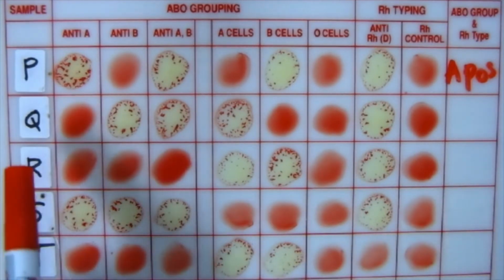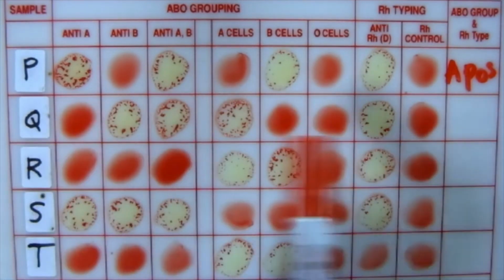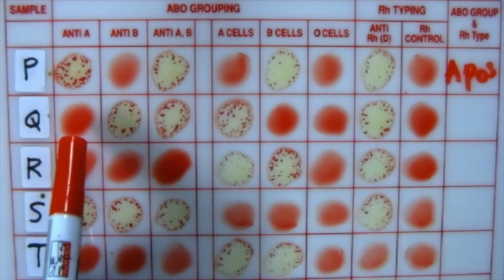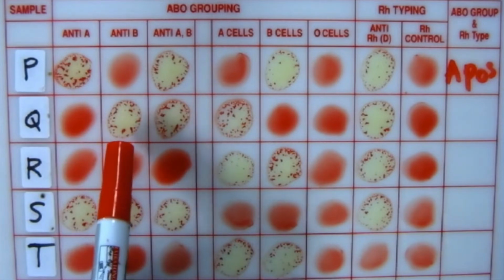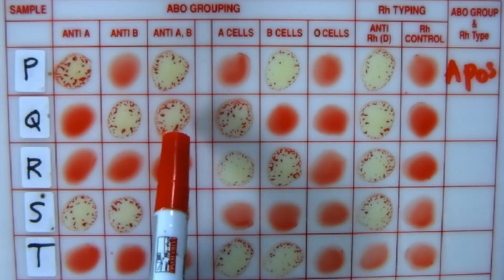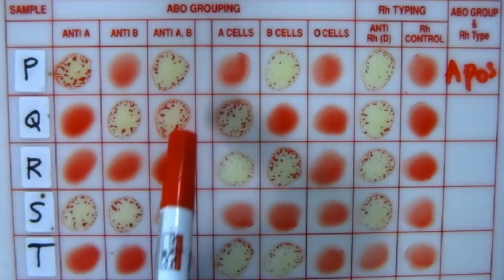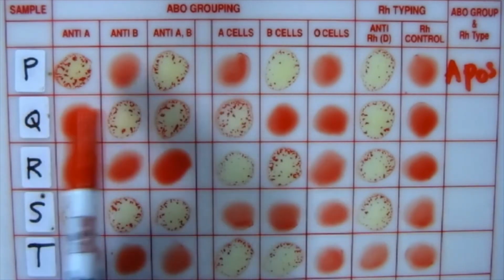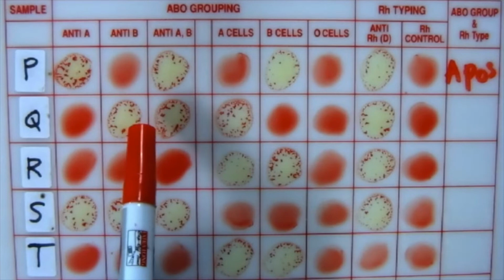Then we go to patient Q. Patient Q, anti-A, no reaction. Anti-B, yes, there is a reaction, agglutination. Anti-AB, agglutination. Obviously, patient Q is having the B antigen on its red blood cell surface.